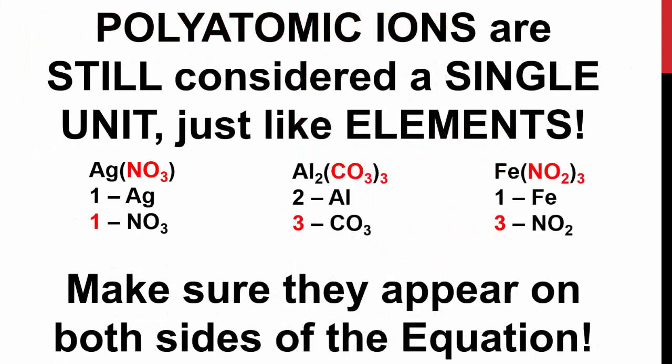Polyatomic ions are still considered a single unit, just like elements. So, for example, when we're talking about silver nitrate, you would consider this as silver and a nitrate because we're talking about that ion as one whole unit. Aluminum carbonate, you'd have 2 aluminum atoms and 3 carbonate ions. For iron 3 nitrite, we're going to have 1 iron and 3 nitrite ions. Make sure they appear on both sides of the equation though.